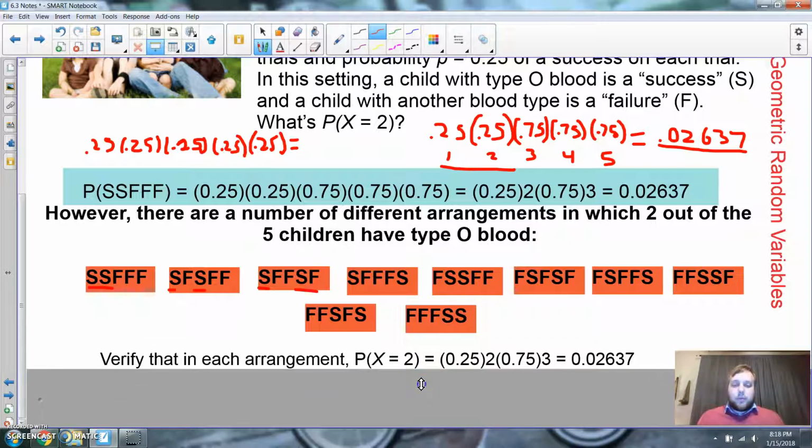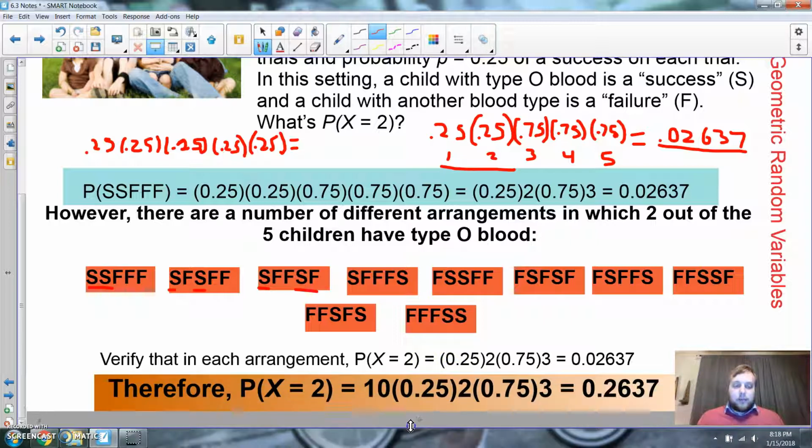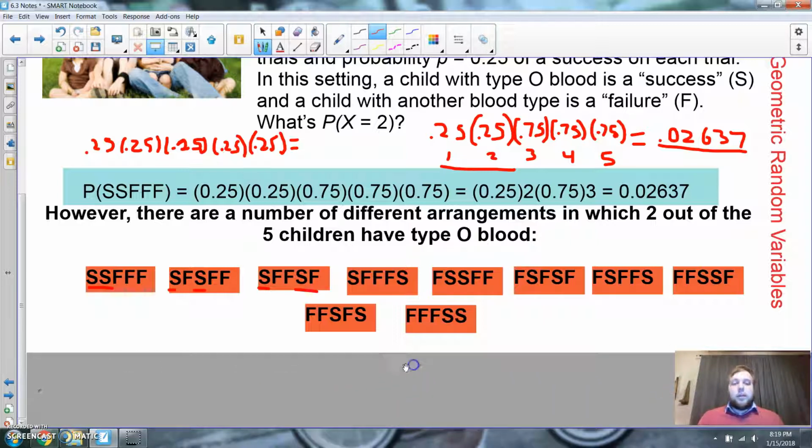I don't even know what we're talking about here. This doesn't make sense. Oh, because there's 10. How many ways? 1, 2, 3, 4, 5, 6, 7, 8, 9, 10. So there are 10 of these. So we're going to multiply this times 10. I got what they're getting at. And if I multiply that times 10, that's going to be the answer. So it's going to be 0.263.